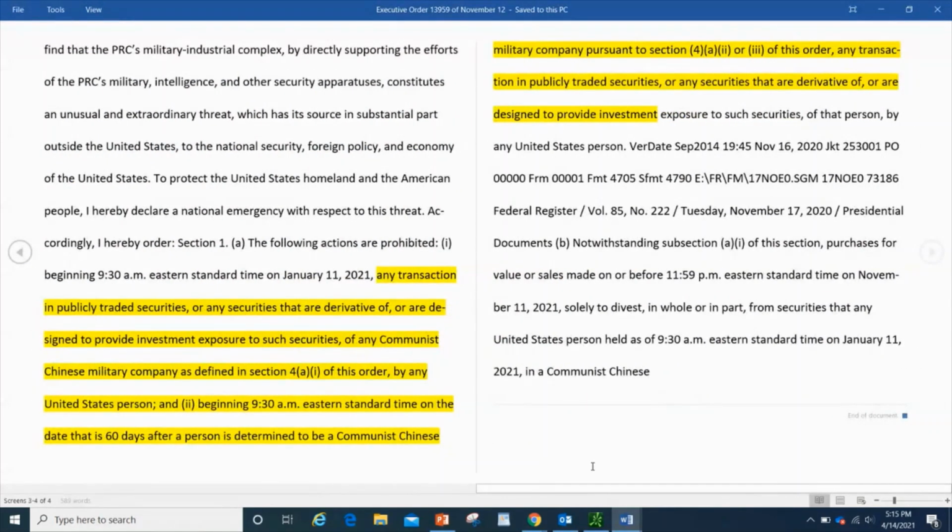Now, here are the specifics that you need to know. Any transaction in publicly traded securities, or any securities that are derivative of or designed to provide investment exposure to the securities of any Communist Chinese military company, is prohibited by this order for United States persons beginning 9:30 a.m. Eastern Standard Time, 60 days after a person is determined to be a Communist Chinese military company, according to Section 4(a)(ii) or (iii) of this order. So basically, within those 60 days, that's when things are going to start changing for you and the stocks. And as you can see, that's what we're going through now.